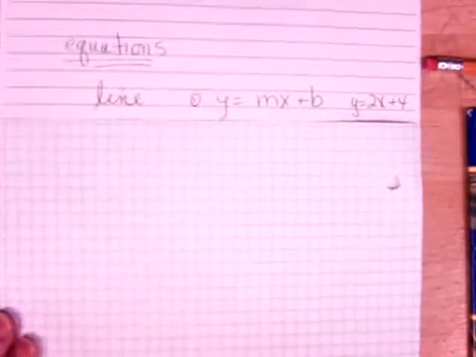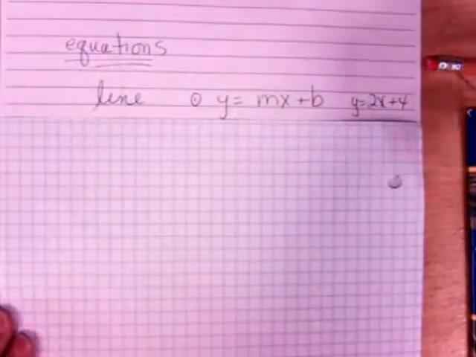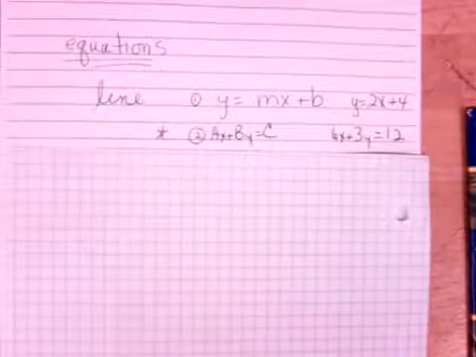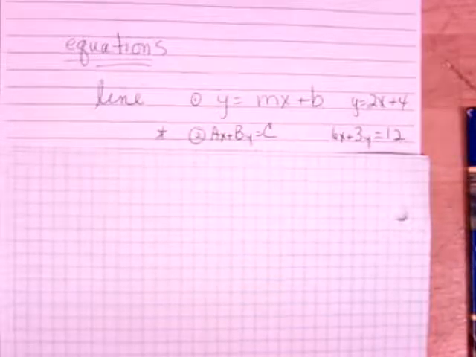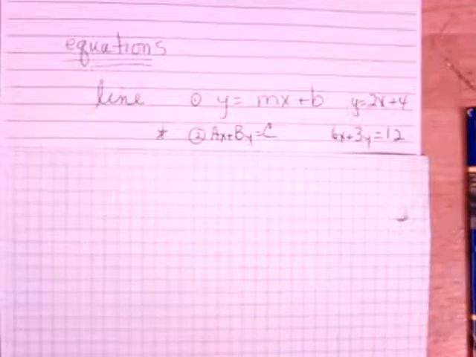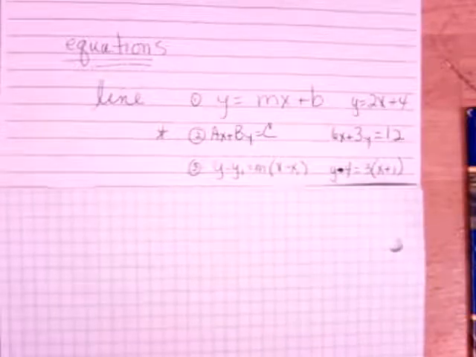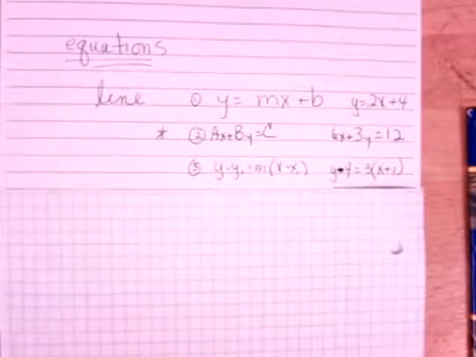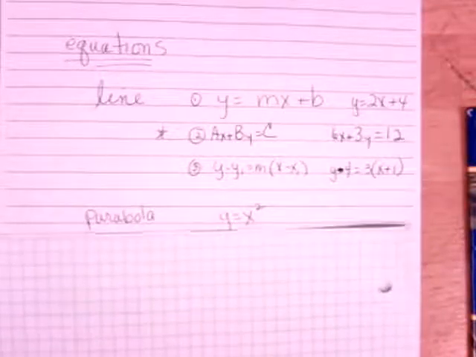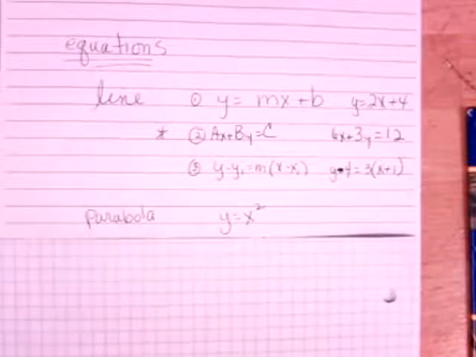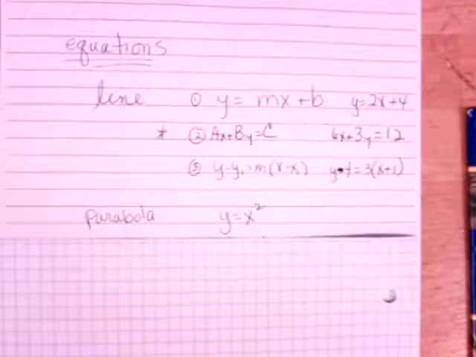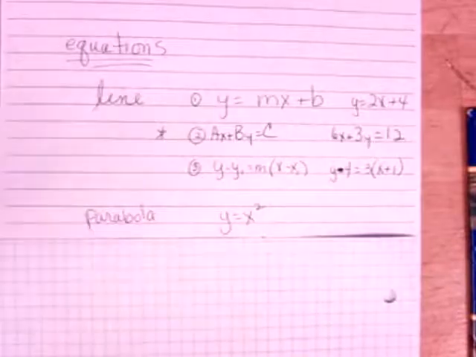Here's an equation of a line, y equals mx plus b format, slope intercept. Here's the standard form. Point slope. I will slow down when I get through this. This is an equation for a parabola that opens which way? Up. Thank you.